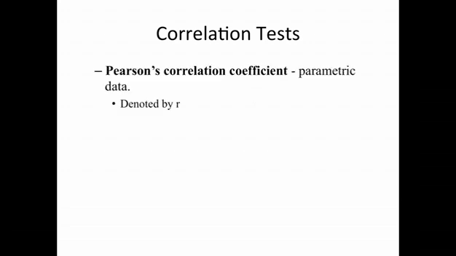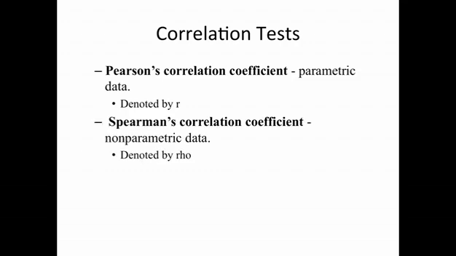There are two types of correlation tests. For parametric data, we use Pearson coefficient. This is denoted by the alphabet R. For non-parametric data, we employ Spearman's coefficient, shown by a Greek alphabet rho. It's important to note that just because A and B are correlated, it does not mean A causes B or B causes A. In other words, correlation is not sufficient to claim causation.